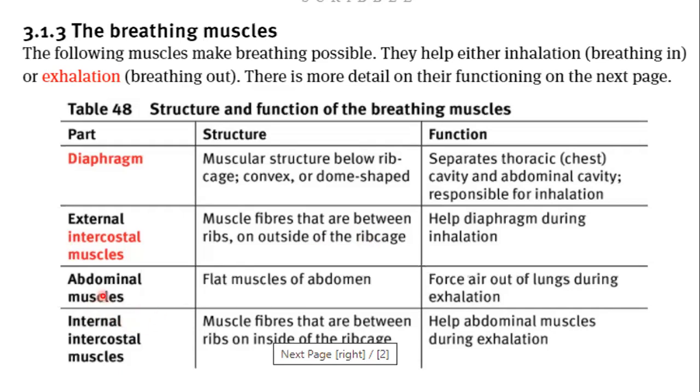And then you have the abdominal muscles. These are flat muscles of the abdomen. They force air out of the lungs during exhalation. So these ones, they help force the air out of the lungs. The external intercostal muscles help with the process of inhalation, but abdominal muscles assist during exhalation.